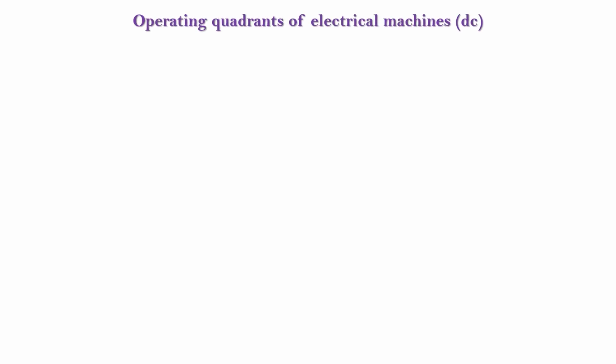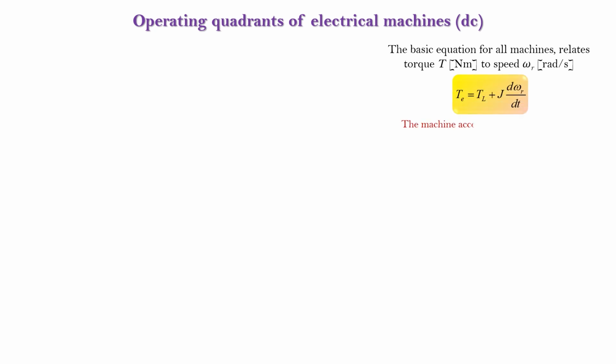In the first part of the video, about electrical machines, we know the basic relationship between torque and rotational speed. The motor shaft can rotate clockwise or counterclockwise, and the torque takes either positive or negative values. Therefore, four operating quadrants of electrical machines are defined.